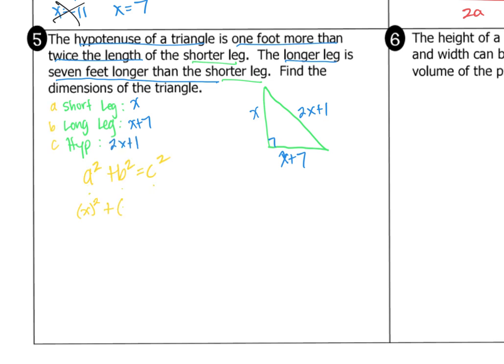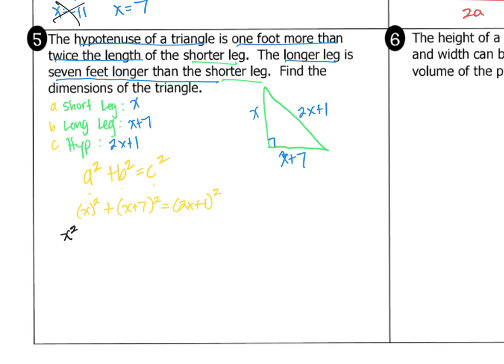Our b value here is x plus 7, and we're going to square that, and it's going to equal the hypotenuse squared, which is 2x plus 1 squared. So this does look a little bit messy, I'm not going to lie, but we're going to just work it out step by step, and we'll get it done. X squared will stay x squared.